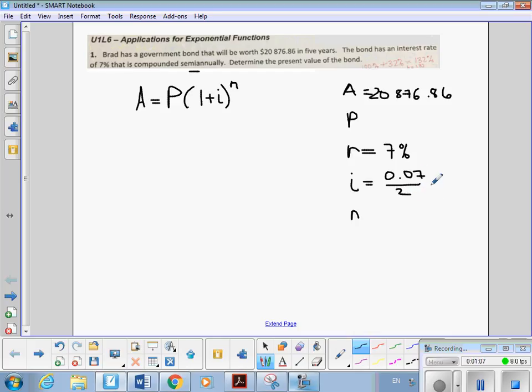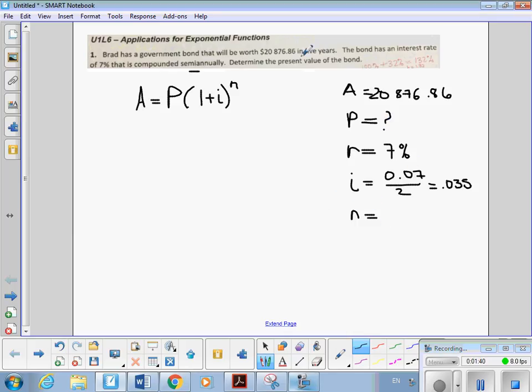And you can actually do that by hand if you want. I personally don't do that, I let my calculator do that. Then it says determine the present value of the bond. Present value is the same thing as principal. I don't know how much money I've invested, but let's go back and find n.